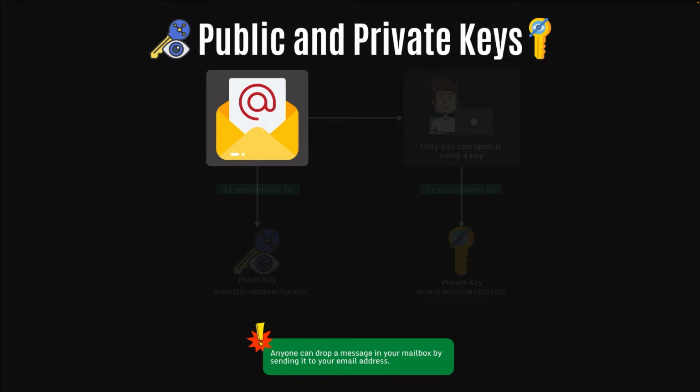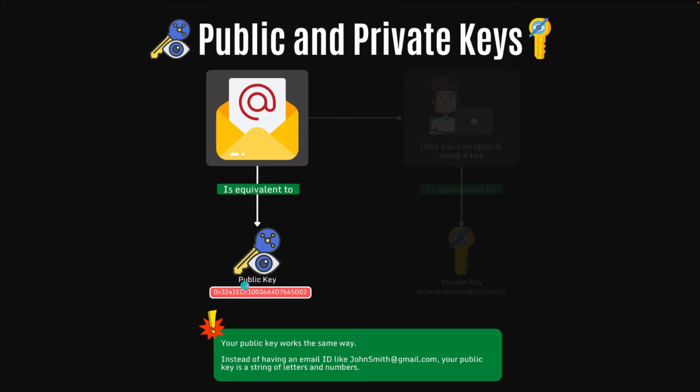Another way to think about your public and private key is like an email address, right? So if you have an email address, anybody can drop an email into your inbox. That's kind of like how a public key works. So your public key is just a string of letters and numbers. And if you want to send crypto to somebody, you would need to know their public key, which is essentially the same as your email address.